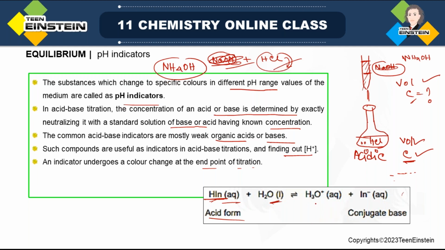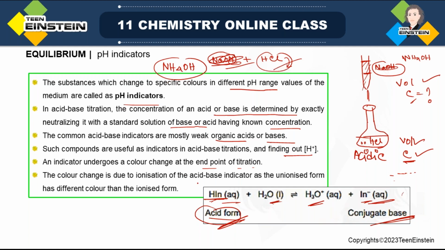It is taking a proton from water, it is converted to H3O plus, and this is the corresponding conjugate base. So it has donated one proton, that is why it is the acid form, and the conjugate base form is In minus. So one form is the acid form, another form is the conjugate base form. It will have a different color in these two forms. One color for HIn form, another color for In minus form, right?